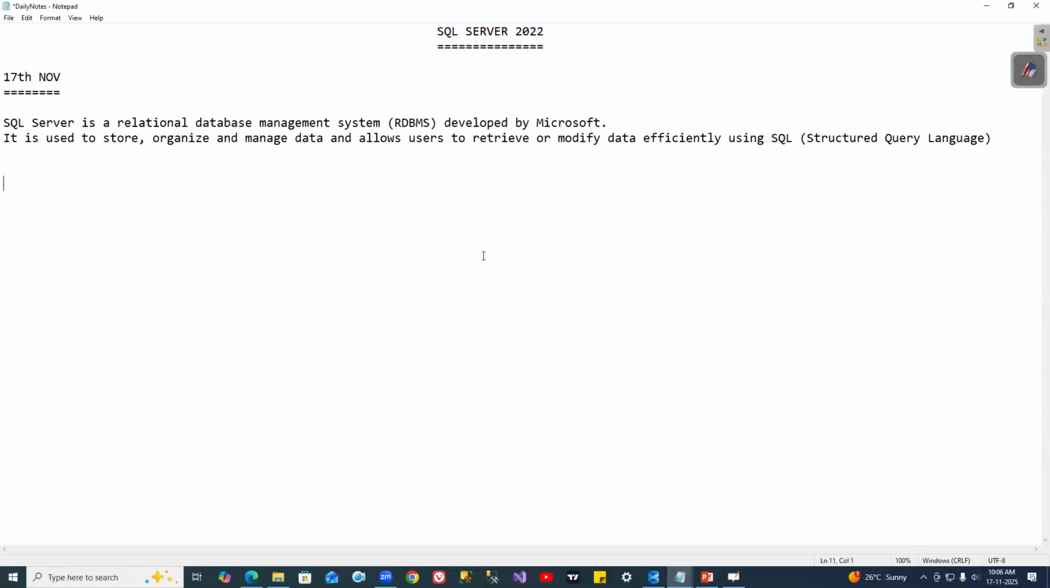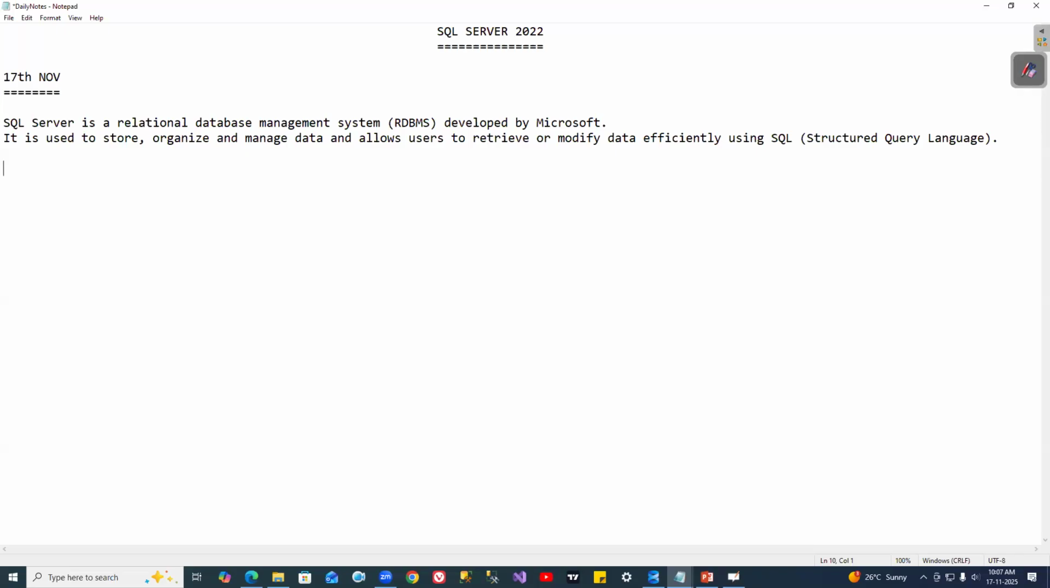In simple terms, SQL Server is a software that helps us to store large amounts of data safely and retrieve it whenever needed. So SQL Server is a relational database management system which is developed by Microsoft. Now, why do we need SQL Server?